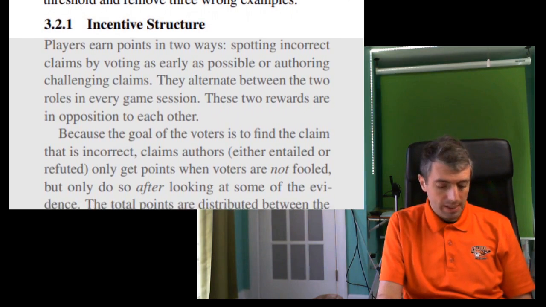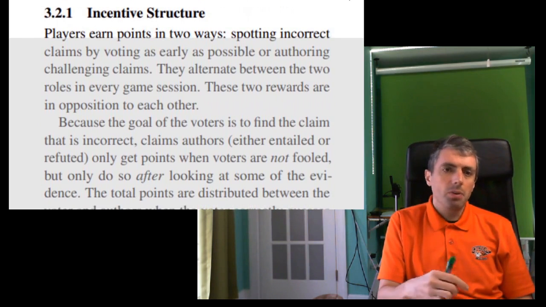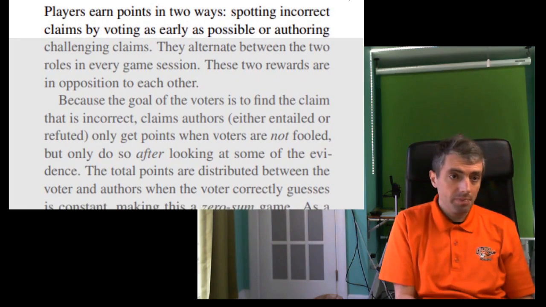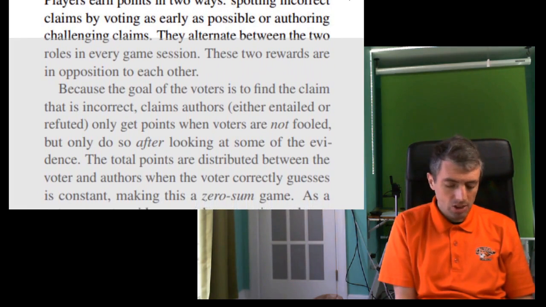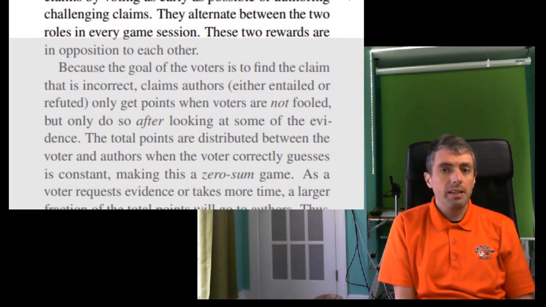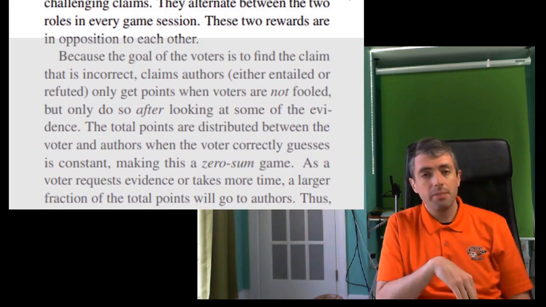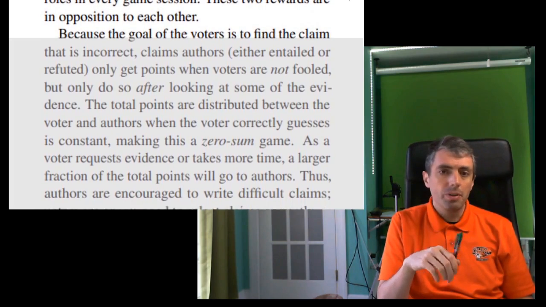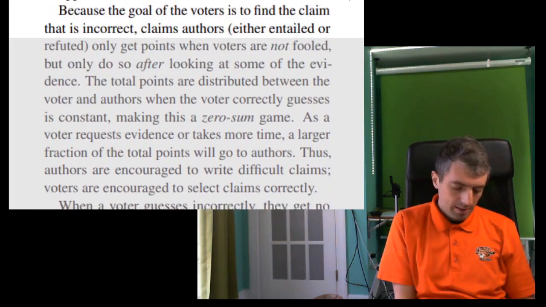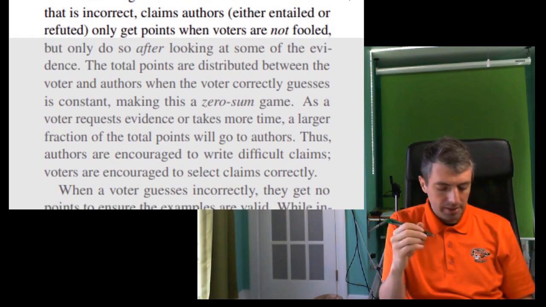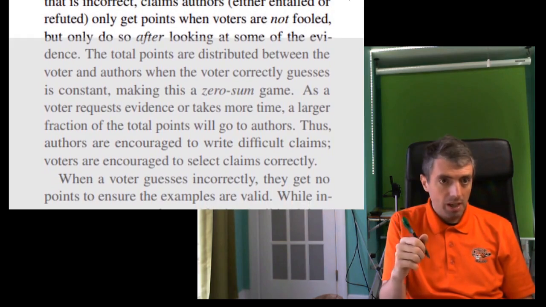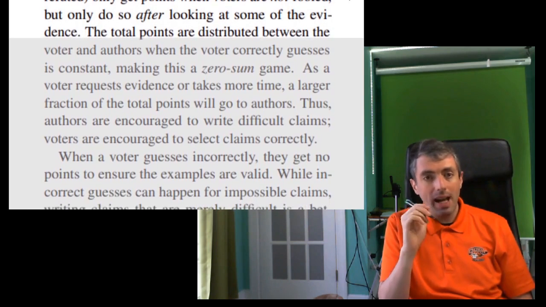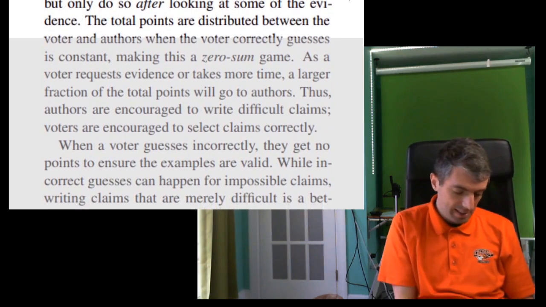Section 3.2.1, Incentive Structure. Players earn points in 2 ways, either spotting incorrect claims by voting as early as possible, or by authoring challenging claims. They alternate between the 2 roles in every game session. These 2 rewards are in opposition to each other. Because the goal of the voters is to find the claim that is incorrect, claim authors, either entailed or refuted, only get points when voters are not fooled, but only do so after looking at some of the evidence.